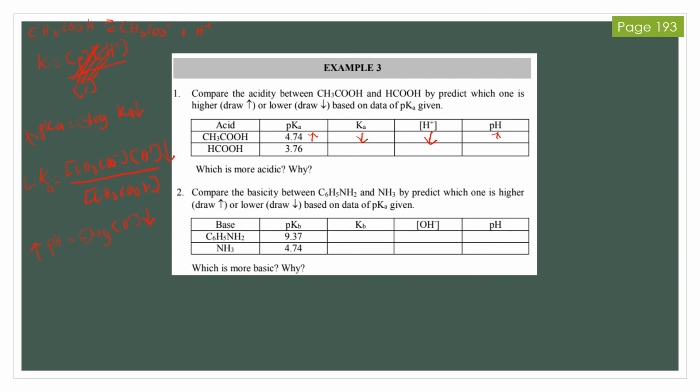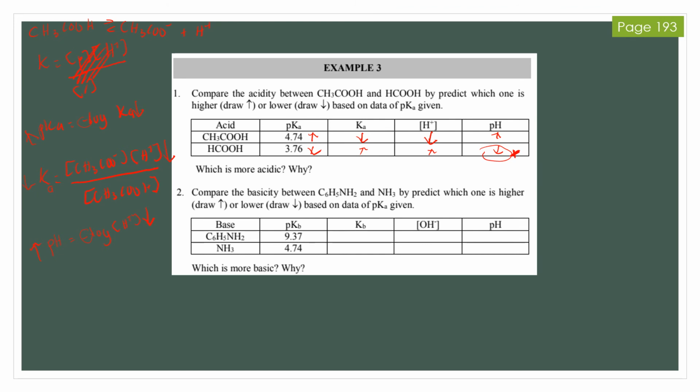Yang bawah ni terbalikkan je lah. So, tanya which one kan. So, ini akan jadi lower. Yang ni akan jadi higher. Yang ni akan jadi higher. Yang ni akan jadi lower. Okay. Question number 2. Which one is more acidic and why? So, which one? Mana yang nearest to 0? So, this will be the one that is more acidic. Sebab dia ada lower pH. Okay, yang ni ada lower pH, so that will be the most acidic compound.